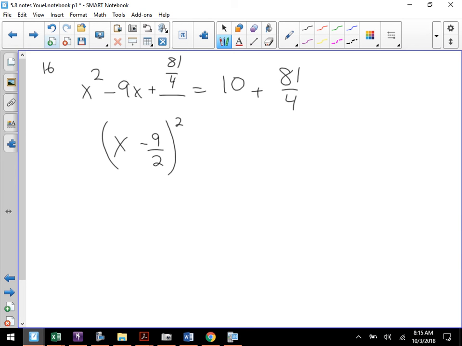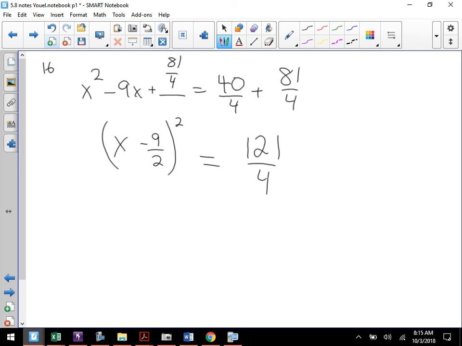So now, I need to combine the 10 and the 81 over 4, which means we're going to rewrite 10 in terms of 4. 40 over 4. Okay with that? Well, how convenient is that? Yeah, it's a nice one. I love it when a plan comes together.